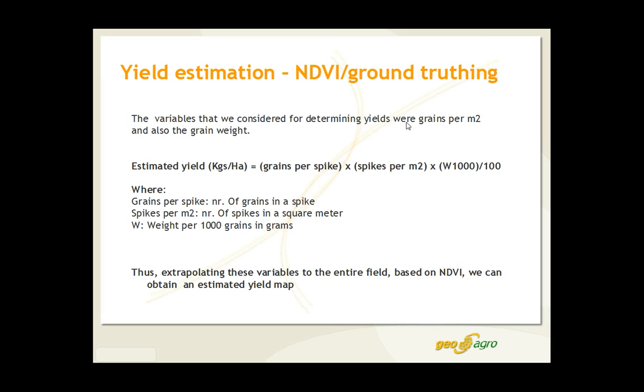So in this case, it's estimating yield in wheat. What they do is an assessment in the ground of grains per spike and spikes per square meter. What is done is to relate the NDVI with those parameters, and then an estimated yield map is extrapolated. So these are just some figures to illustrate that.